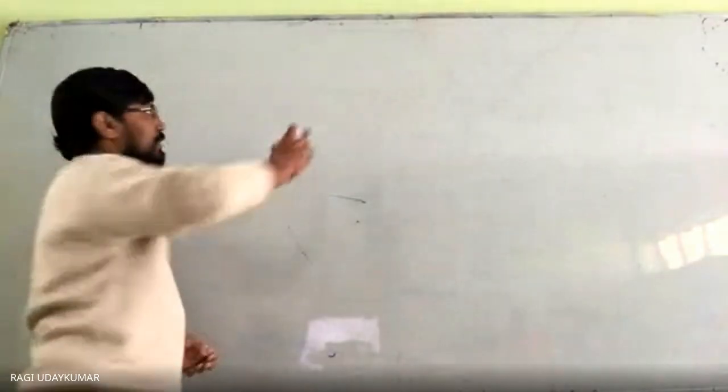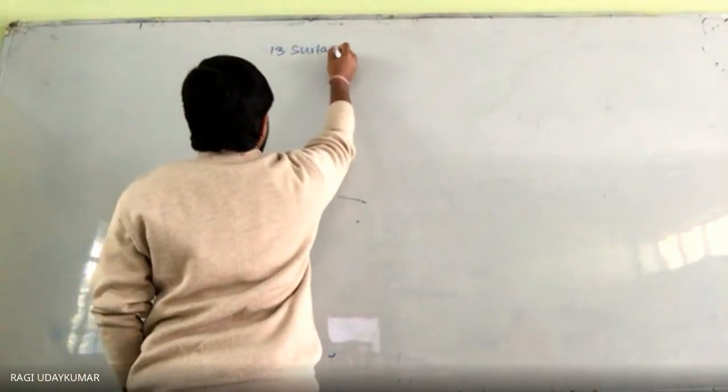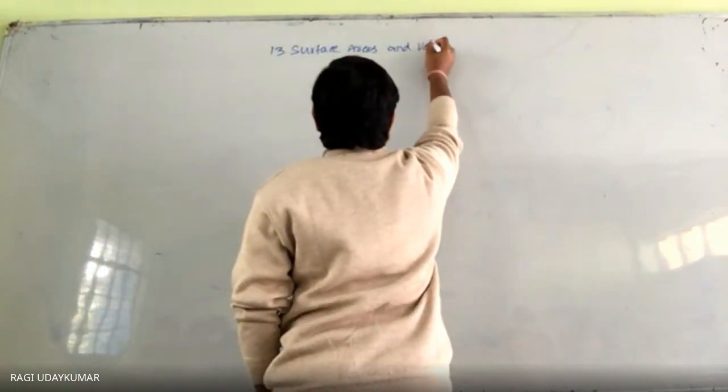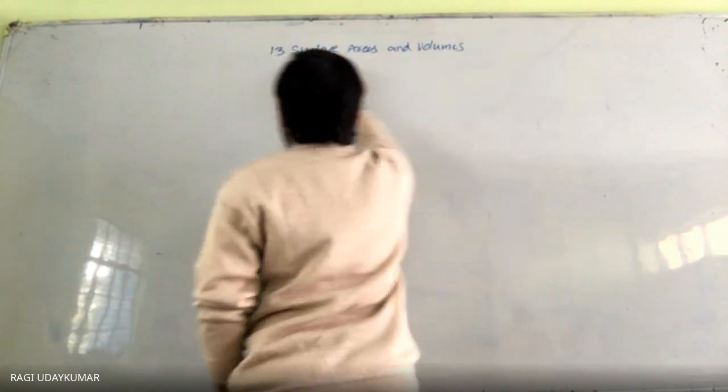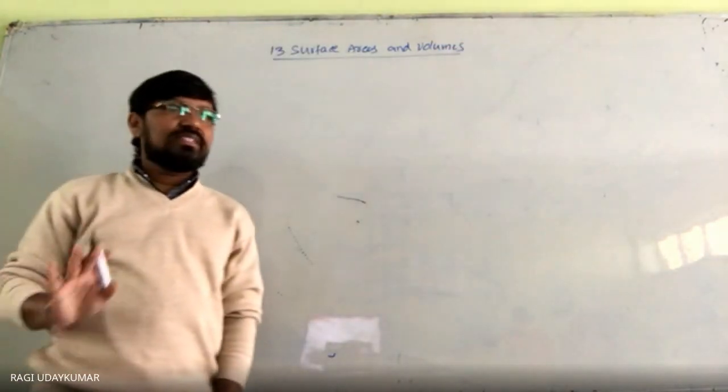See it afterwards. Okay, 13th chapter, surface areas and volumes. In this chapter we have already discussed the cone.